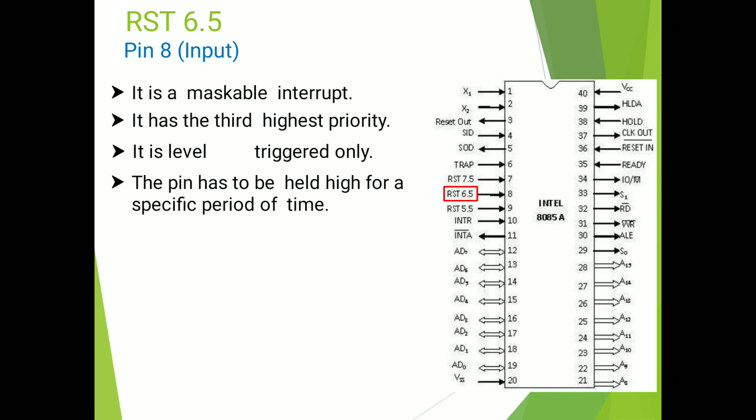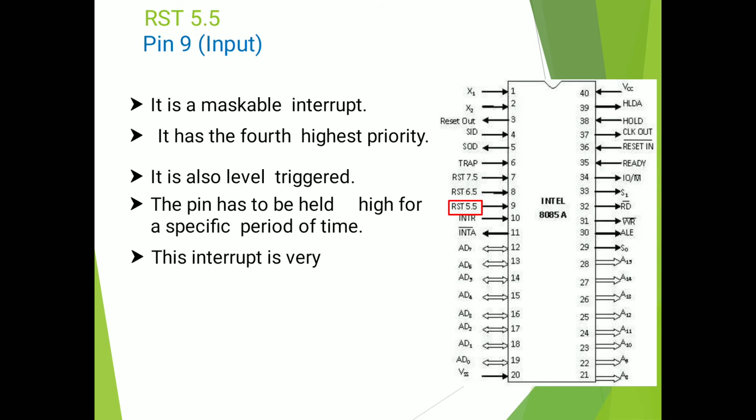RST 6.5. It is maskable, that means it is affected by other input signals. It has the third highest priority. After RST 7.5, it is the third highest priority. RST 5.5, it is maskable, that means it is affected by other input signals. It has the fourth highest priority after RST 6.5. It is also level triggered, so the pin has to be held high for a specific period of time.